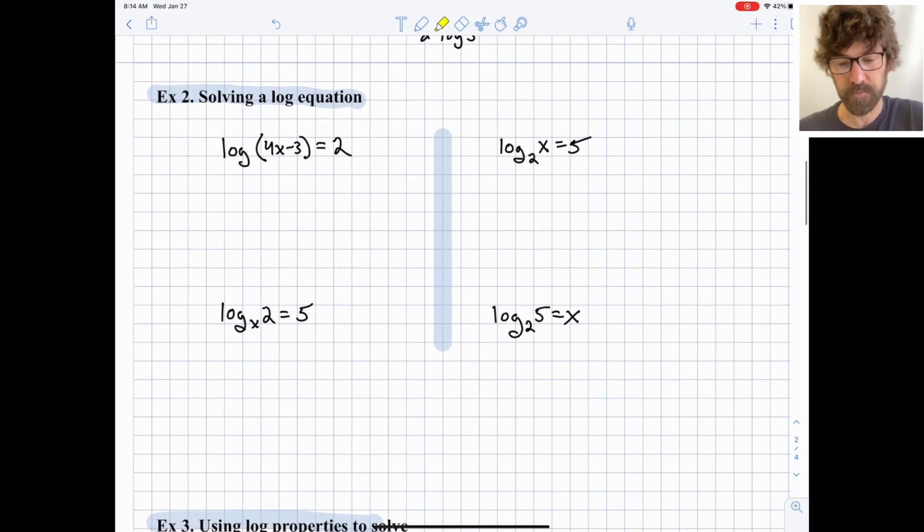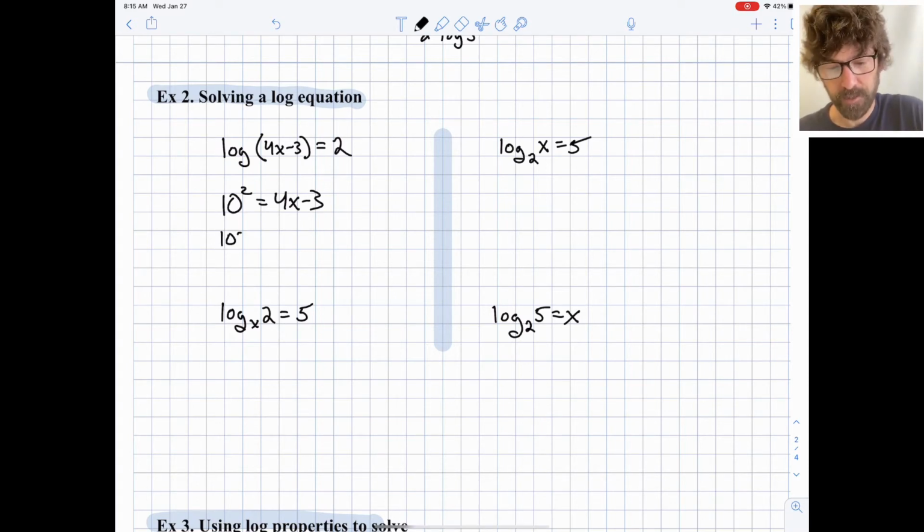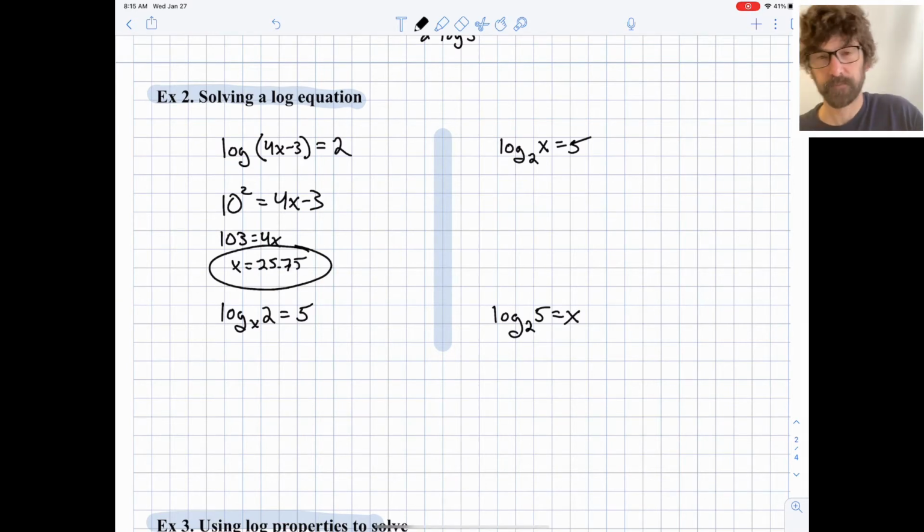Here we can actually solve logarithmic equations as well. We're going to go in the opposite direction, from log form into exponential form. This first one, we have an implied base of 10. It's a common log, so I'll write it in exponential form. 10 squared is 100. Let's simultaneously add 3 to both sides. So we get 103 equals 4x. And we can divide both sides by 4. And we get x is equal to 25.75. Okay, going into exponential form to solve a log equation.